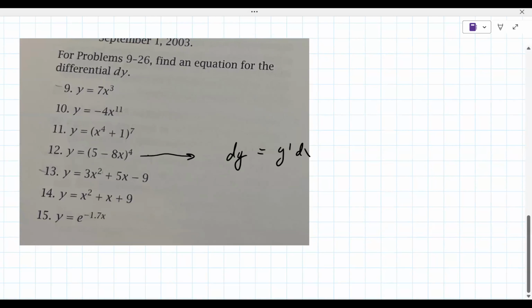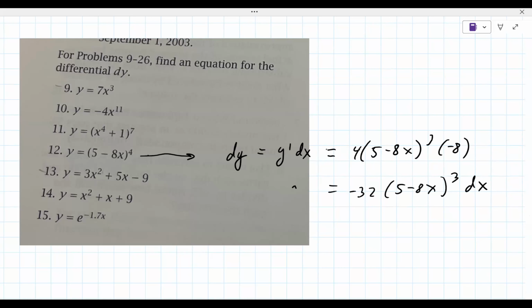Dy is y prime times dx. So you've got to be able to very carefully take a derivative of that. So 32 times 5 minus 8x cubed. So it would be 4 times 5 minus 8x to the power of 3 times negative 8. Simplifies to negative 32 times 5 minus 8x cubed times dx. That's what your instructor is looking for. And I just put dx, I don't have to do anything else? That's it. There's nothing more to do, as far as I can tell.